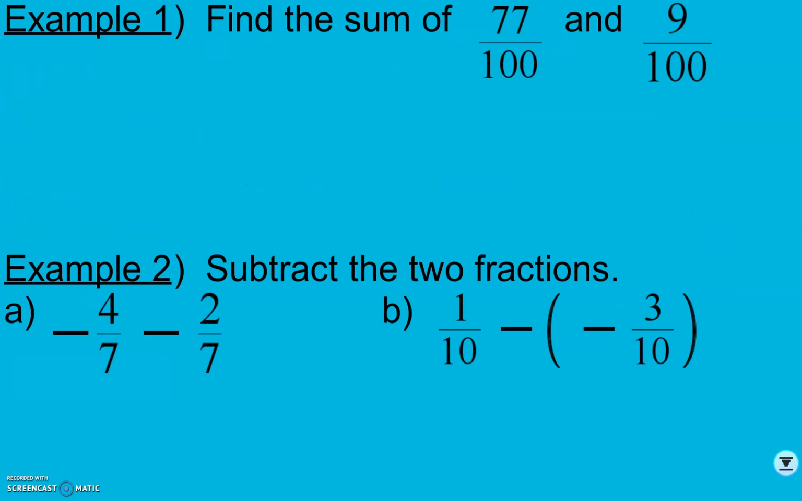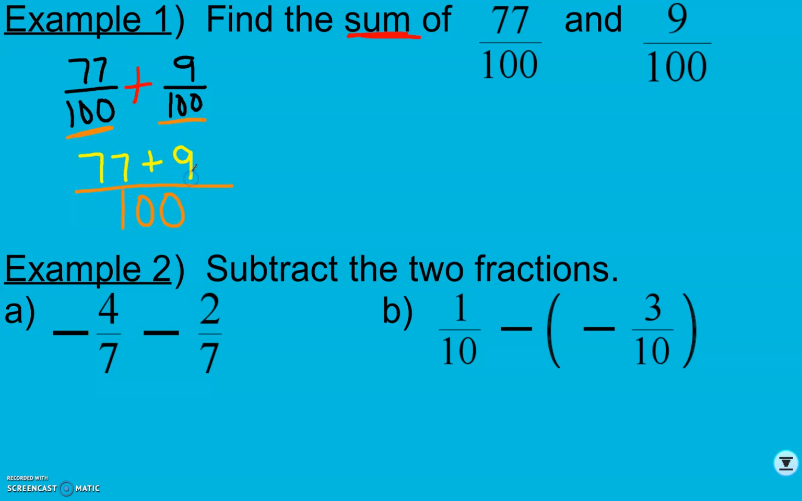So in example 1, it wants us to find the sum of 77 over 100 and 9 over 100. So sum means we are going to add. So I'm going to take 77 over 100 plus 9 over 100. And since my denominators are both 100, I keep my denominator as 100 and go ahead and add my numerators. So I take 77 plus 9. This is going to give me 86 over 100.